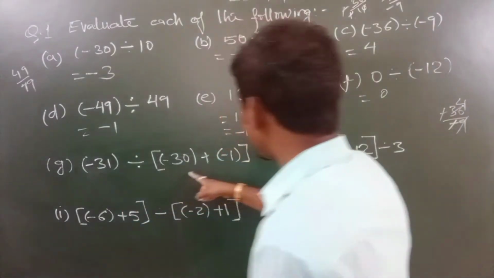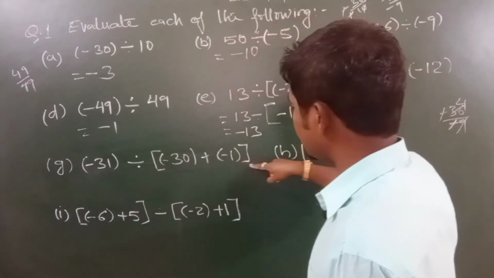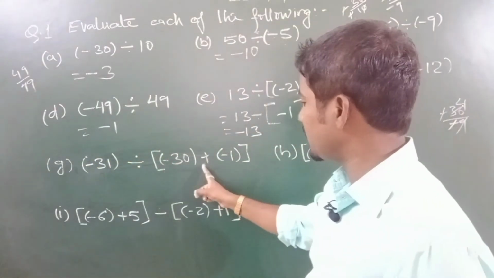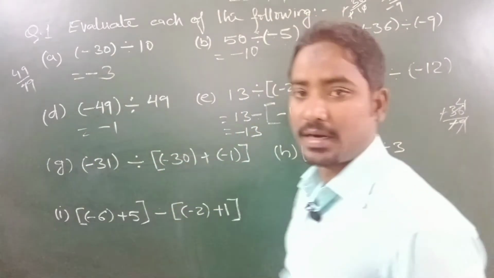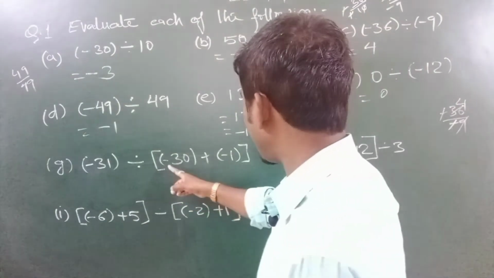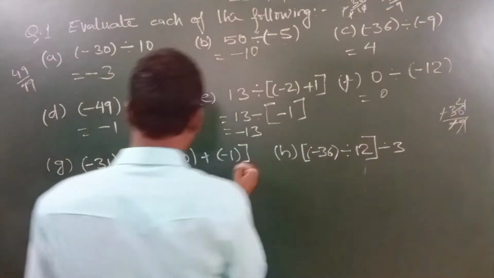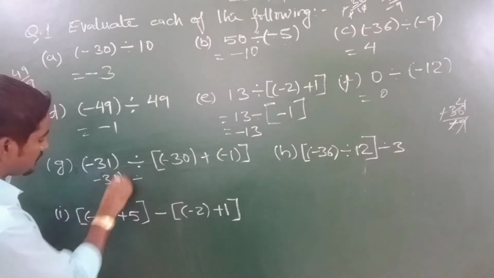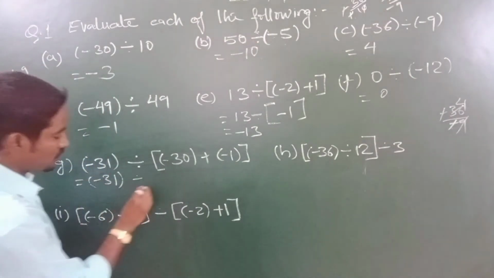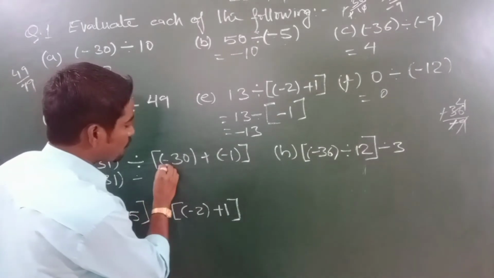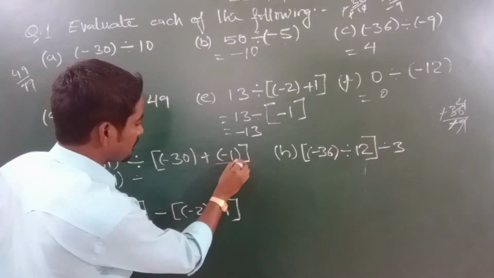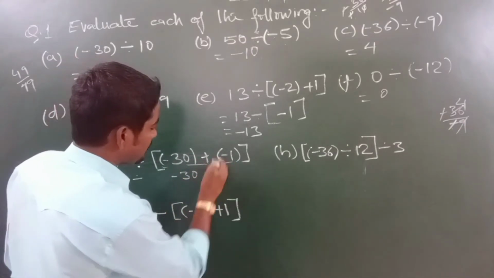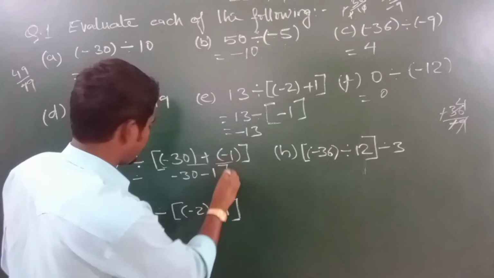Now coming to the next question, question number G, students. Here again we have one bracket. First we will solve this bracket, and then whatever result we get, we will divide it by 31. So here we have minus 31 followed by an equal to sign. Now I am going to break this bracket, so we will get minus 30 and then plus minus 1.